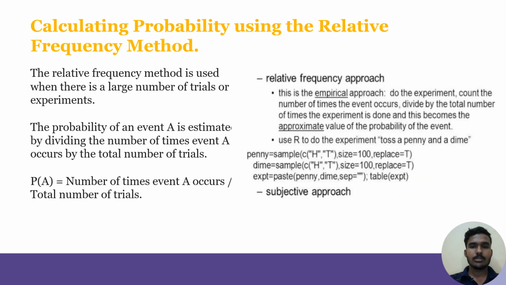Calculating probability using the relative frequency method. The relative frequency method is used when there is a larger number of trials or experiments. The probability of an event A is estimated by dividing the number of times event A occurs by the total number of trials.